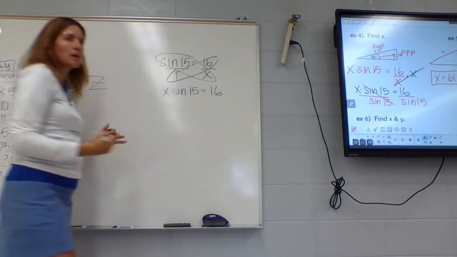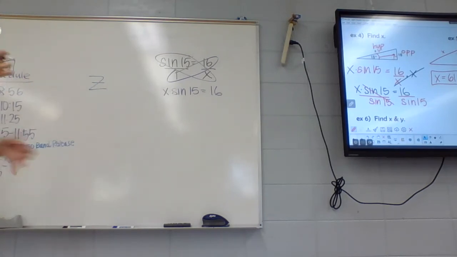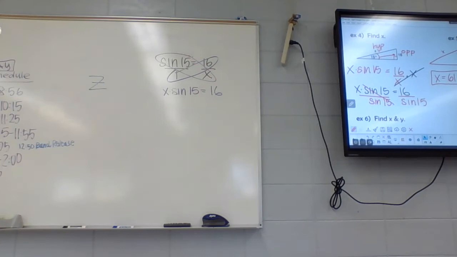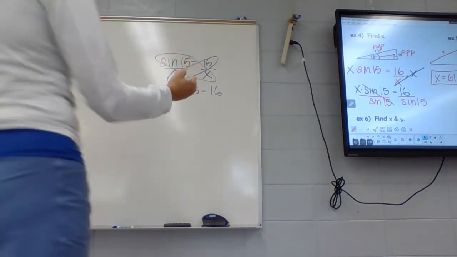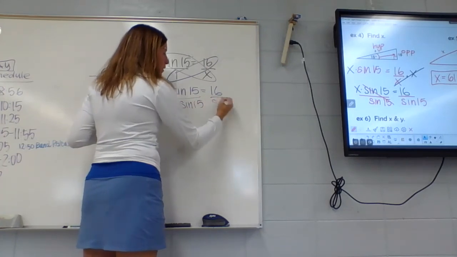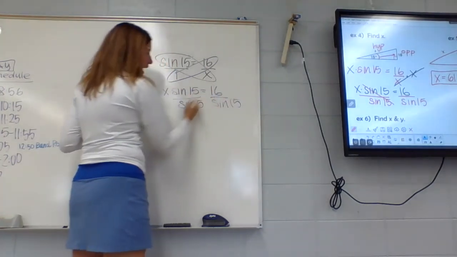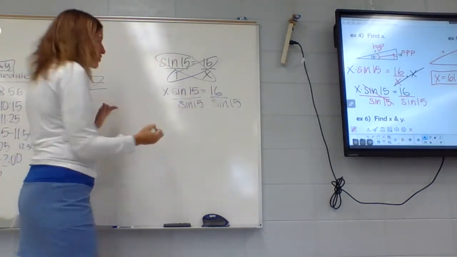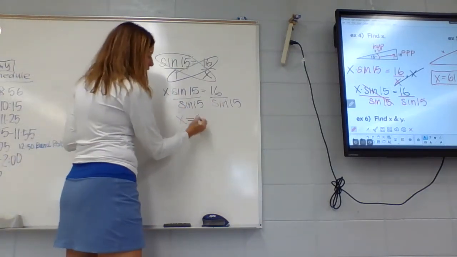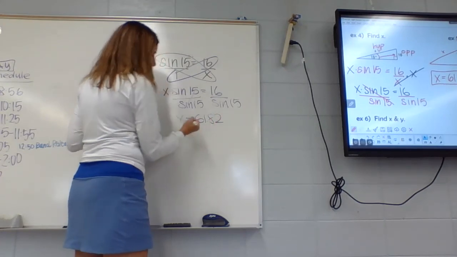So by cross multiplying, I got the same thing that he got, just with a different way. So now I have to divide by the sine of 15. And we do a lot of these problems, so eventually you're going to learn that when the x is in the denominator, I have to divide the two. But either way, we should end up with 61.82-ish.